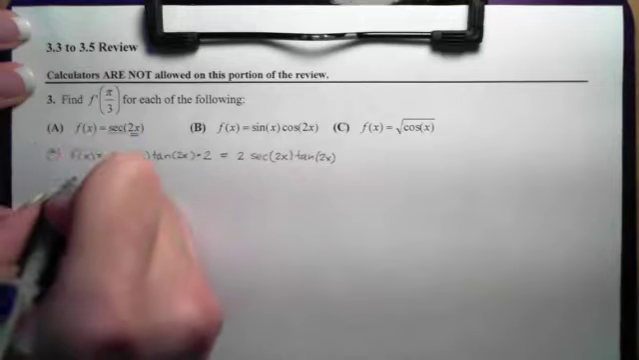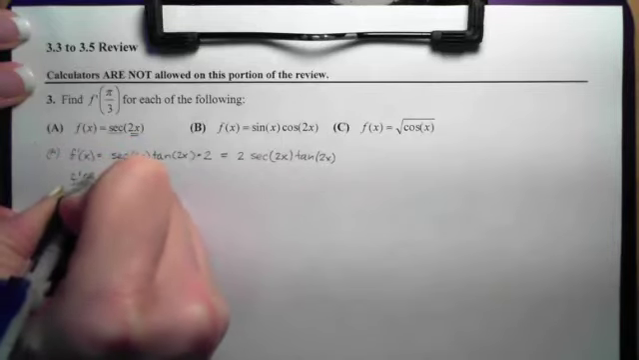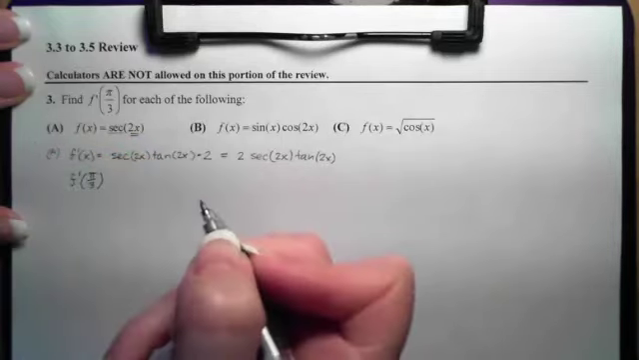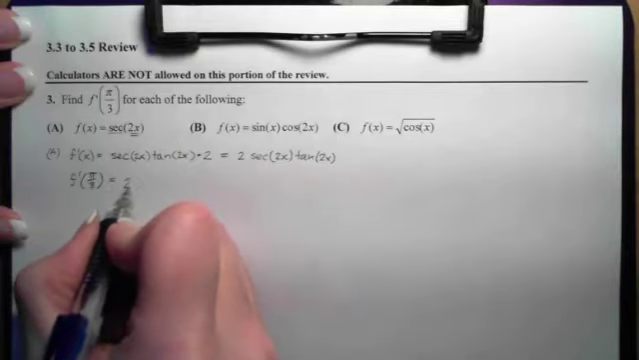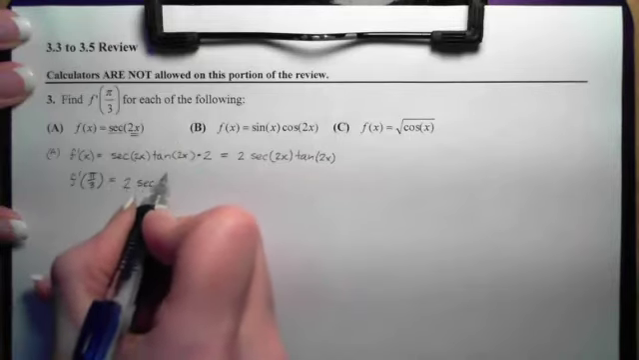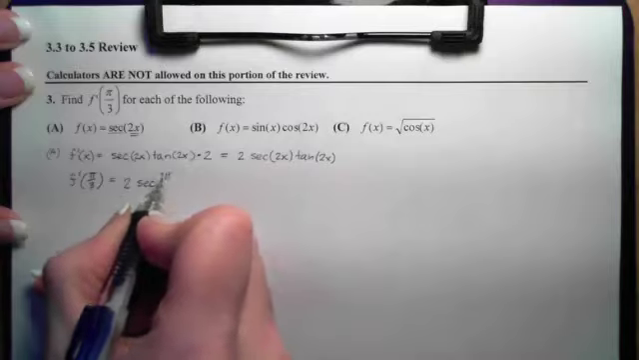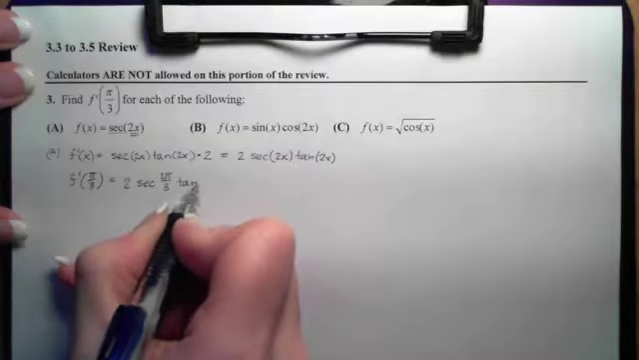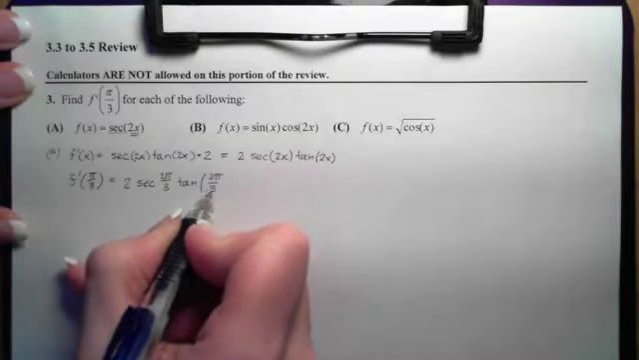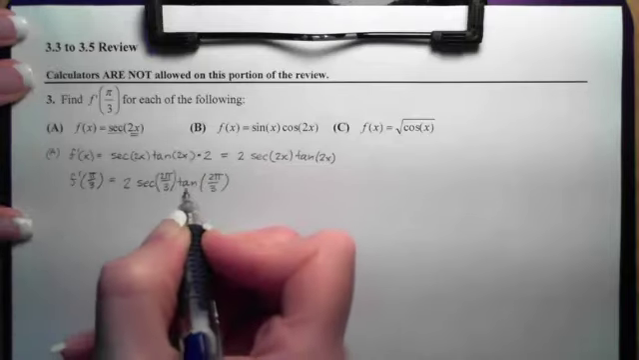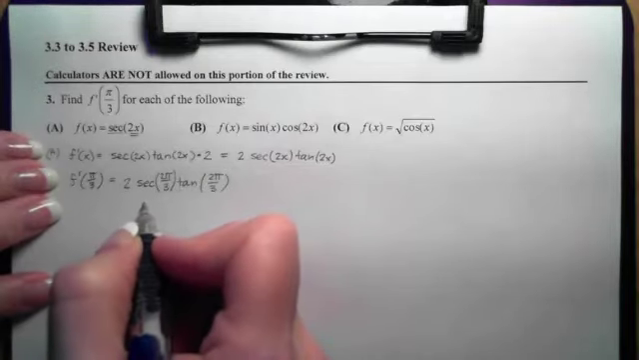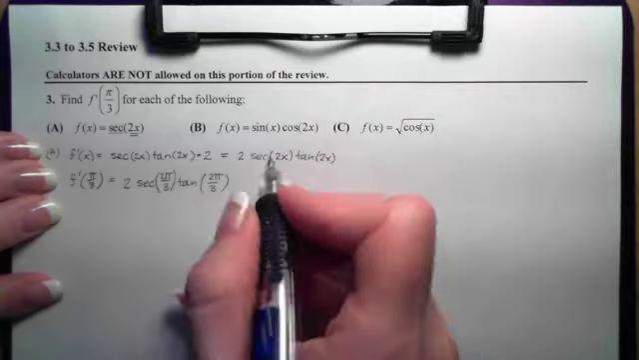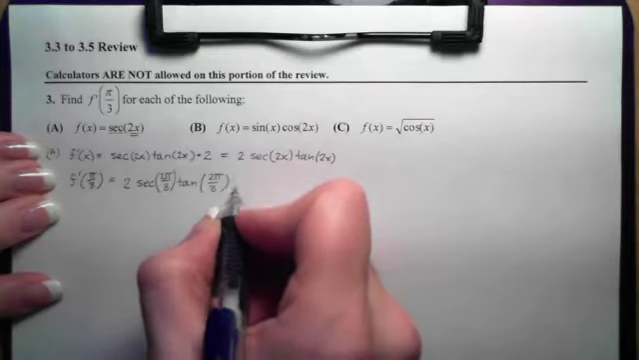Now our job is to evaluate this at pi over 3 now that we have found the derivative. So that will be 2 times the secant of 2 pi over 3 times the tangent of 2 pi over 3. Now notice in my answer key that I do not leave it like this, which means you need to know your unit circle and how to read that information off of the unit circle.